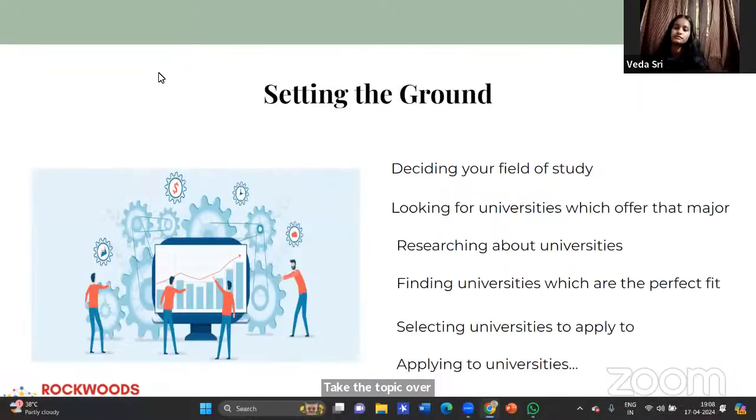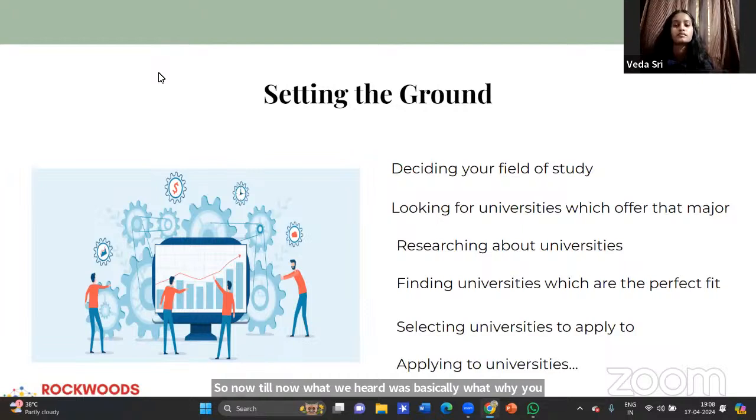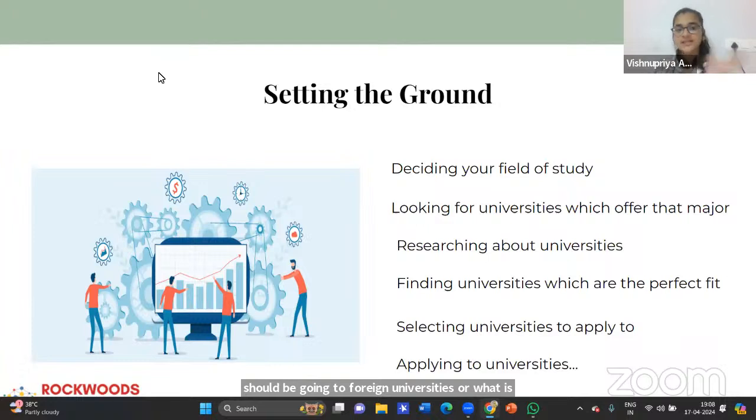So now, till now, what we heard was basically why you should be going to foreign universities, what is different in foreign universities, and what is the difference between foreign universities and Indian universities. Right now, what I'm going to talk about is the application process, and how generally, if a kid wants to go to a foreign university, what kind of steps do you have to take.